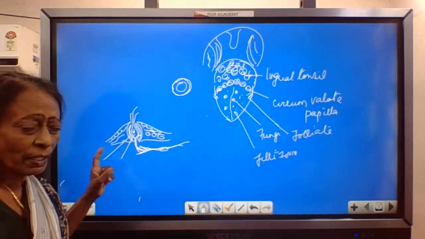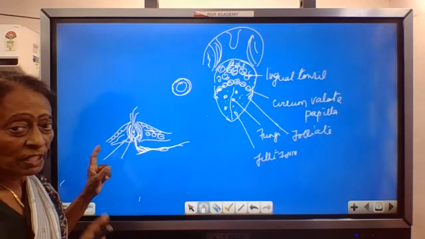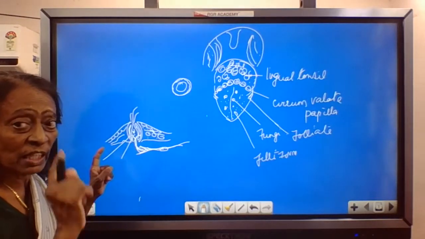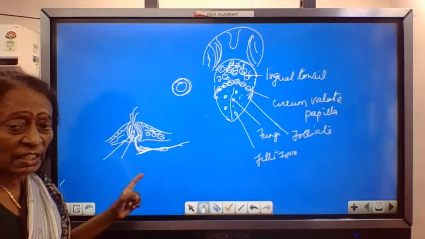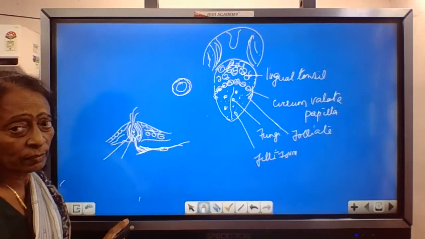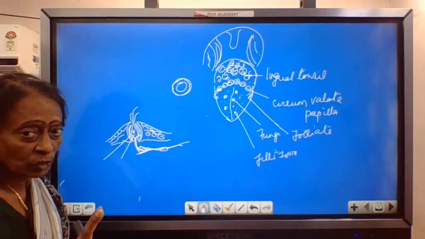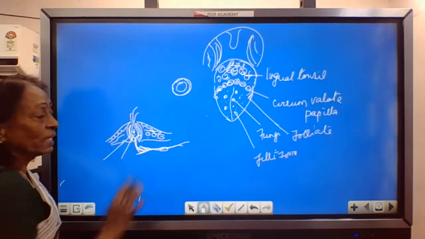Tongue muscles are supplied by the 12th nerve. Muscles are motor, so the 12th nerve is hypoglossal, which supplies the muscles of the tongue. Glossopharyngeal is the 9th nerve, that's the sensory nerve for the tongue. The tongue has 2 nerves supplying it. Do you follow that? So this is what we actually mean by taste bud.